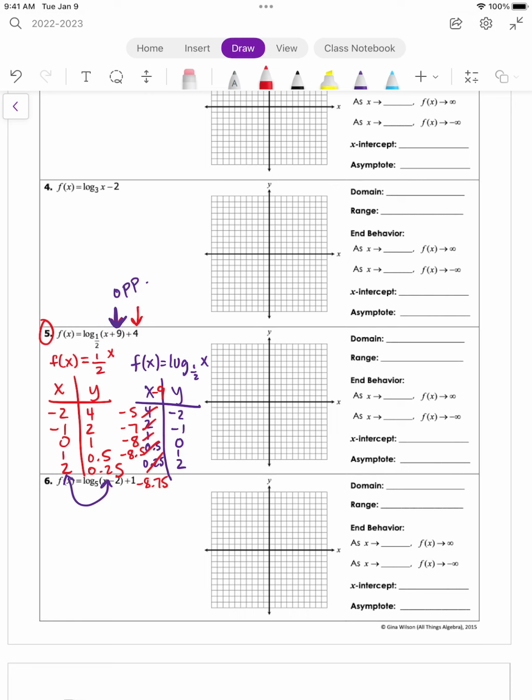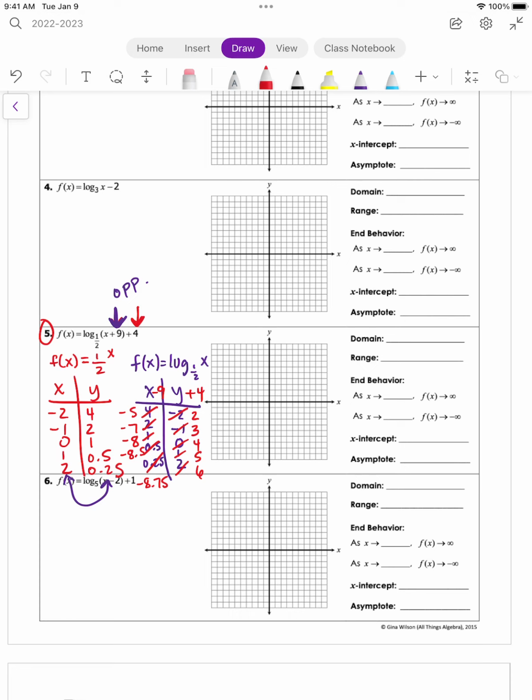All right, the next transformation I see is a +4. He's outside of the parentheses, so he affects the y values. And that one you don't have to think opposite. We're just going to add 4 now to all the y values. So this becomes 2, 3, 4, 5, 6. Okay, those are all the transformations that I have, right?